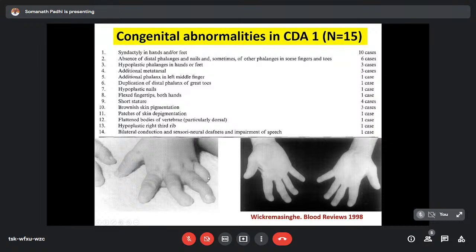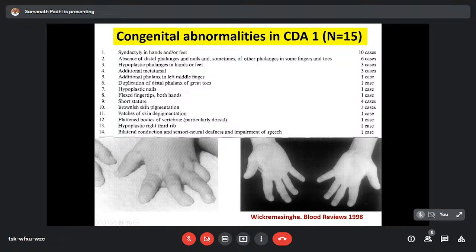There is a rudimentary ring finger, and you can see here on the right hand side there is presence of unusually flexed terminal phalanges that can be seen also in some of the patients. So absence of distal phalanges, nail deformities, sometimes other phalanges in some fingers and toes, hypoplastic phalanges, additional metatarsal is not uncommon, additional phalanx, duplication of distal phalanx, great toes, hypoplastic nails, flexed fingertips, both hands.